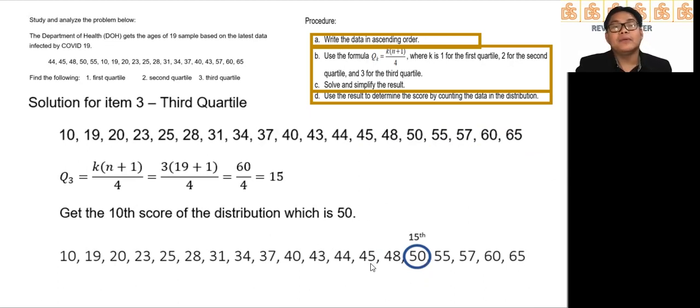I hope you got our presentation about quartiles of ungrouped data.